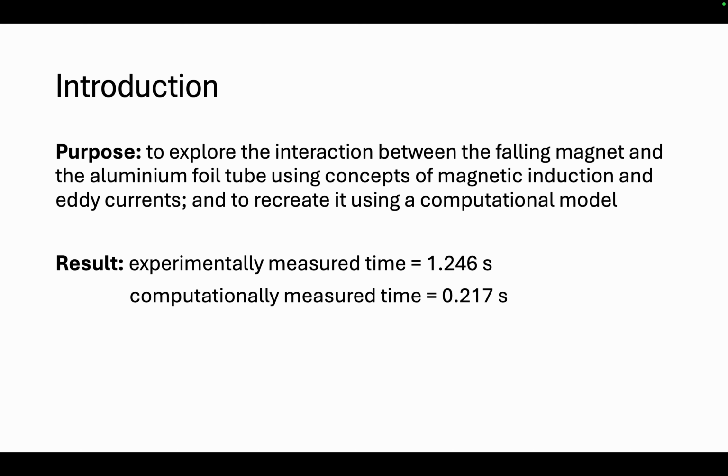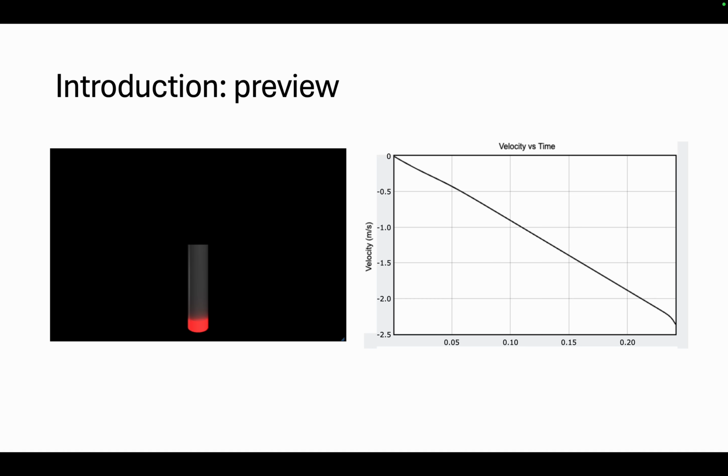The results: the experimentally measured time of falling was 1.246 seconds, while the computationally simulated time was 0.217 seconds. And here is a preview of the experiment. The left image is the computational model simulation, and the right image is the corresponding graph generated by the computational model.